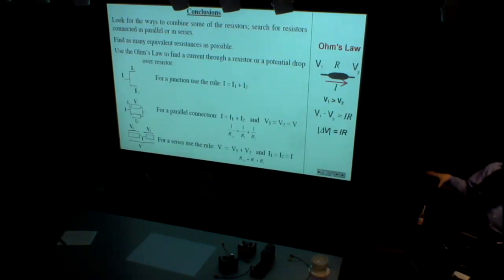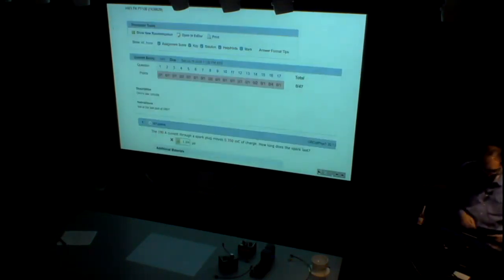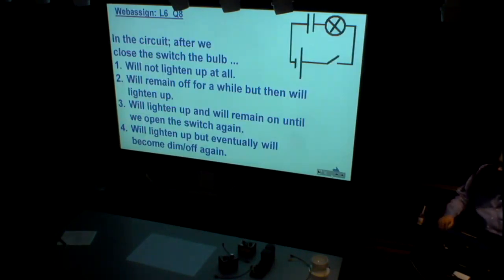This is the summary. And technically, now you can solve any problem related to any circuit. We haven't talked about power yet, but it's just one more equation. So, you're ready for the exam, and I can cancel class for the 3 days. But I won't.